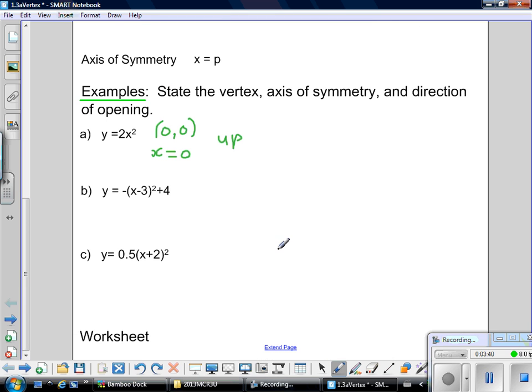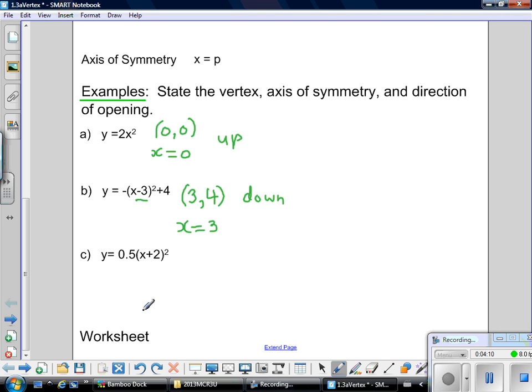If we look at the next one, I can see first of all that I have something here with the x. So the opposite sign, so positive 3 is my vertex x value, and for my y value, something's being added, it's a 4. My axis of symmetry is the x value of my vertex, so x equals 3. And this time it's going to open down because a is negative 1.